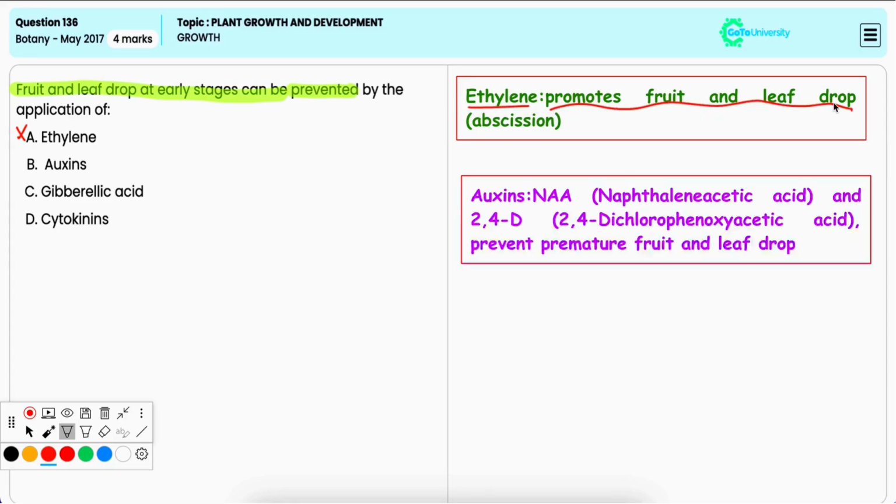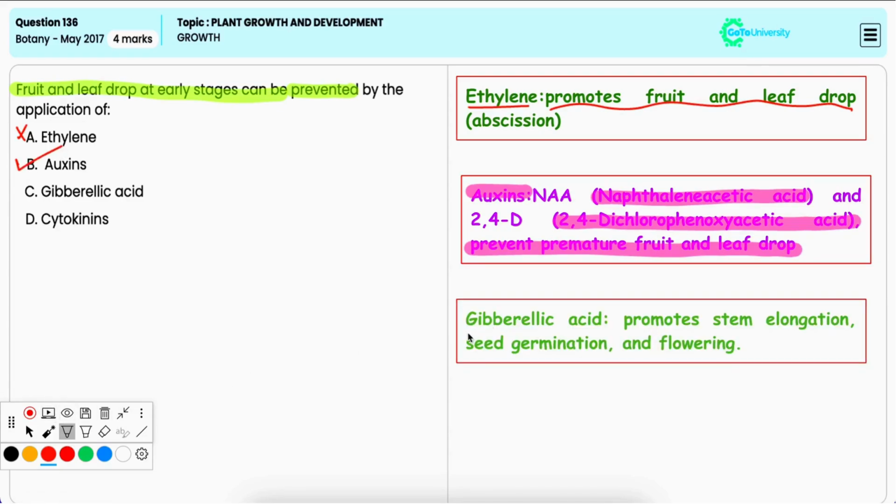Option B, auxins. Now, auxins, particularly the synthetic auxins like NAA, that is naphthalene acetic acid, and 2,4-D, that is 2,4-dichlorophenoxyacetic acid, prevent premature fruit and leaf drop by maintaining the strength of the abscission zone and promoting cell elongation and division. Hence, it is the correct option.